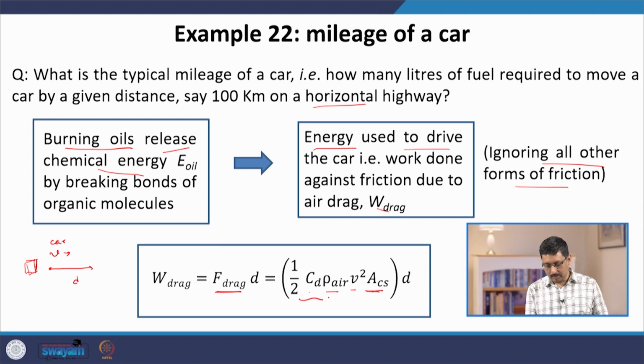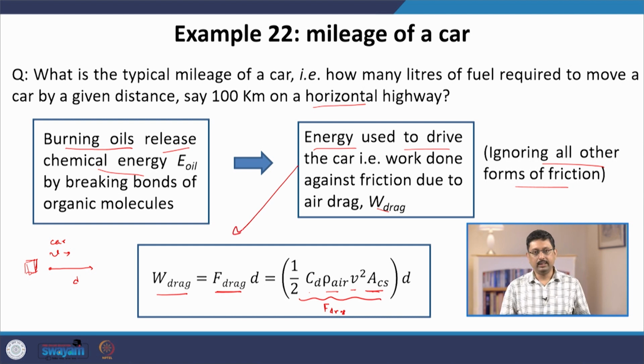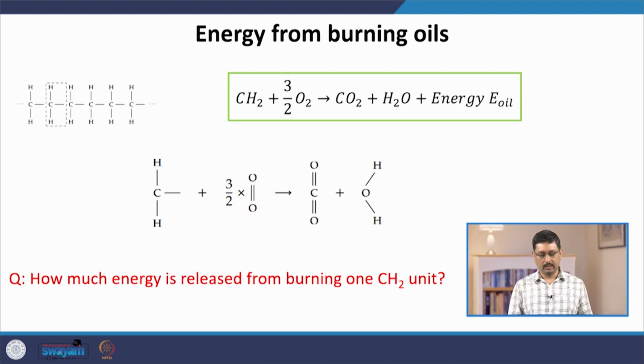So, the expression for the drag force is given by this particular combination of the density of air, velocity of the car and the cross section of the car times CD. So, this gives you how much energy should be used. This term is easy to estimate. Now, we need to know how much energy is released from burning the oil. For that we need to know a little bit of chemistry.